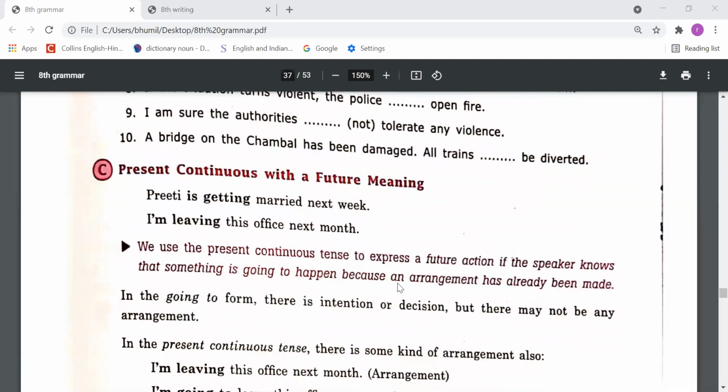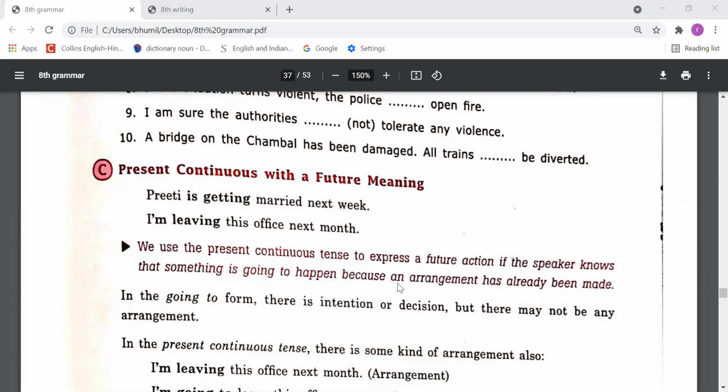Present continuous with the future meaning. Preeti is getting married next week. I am leaving this office next month. We use present continuous tense to express a future action if the speaker knows that something is going to happen because an arrangement has already been made.